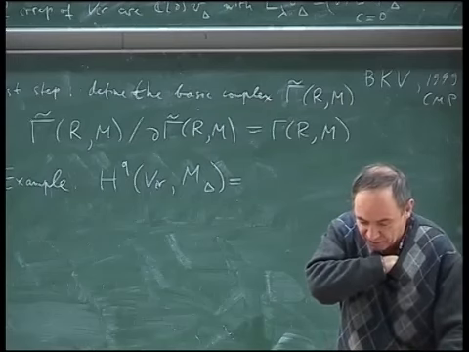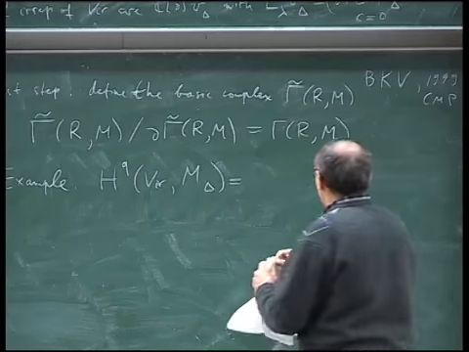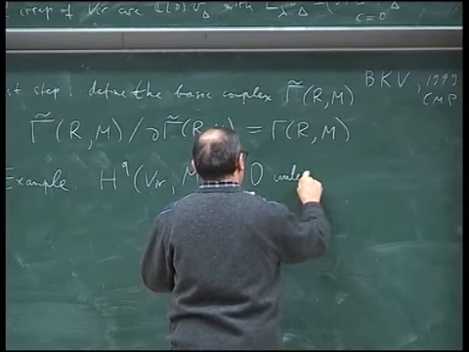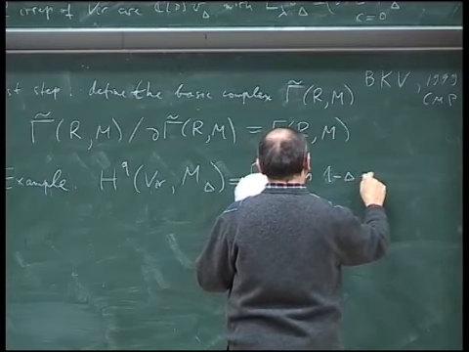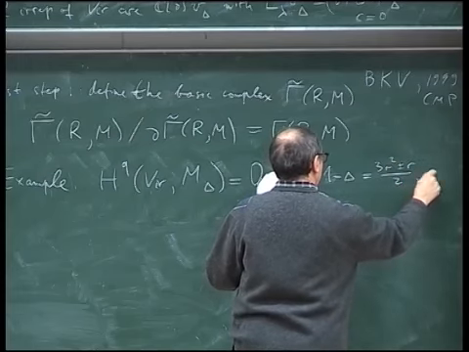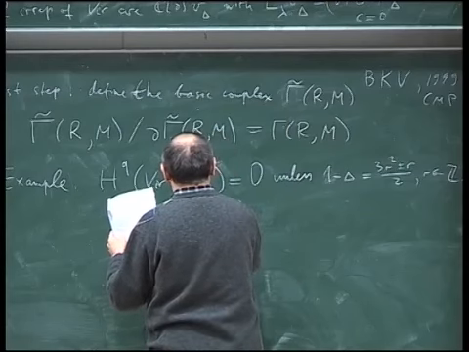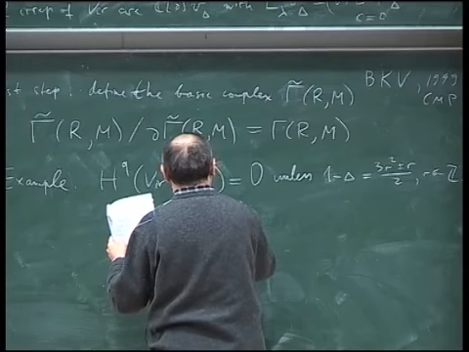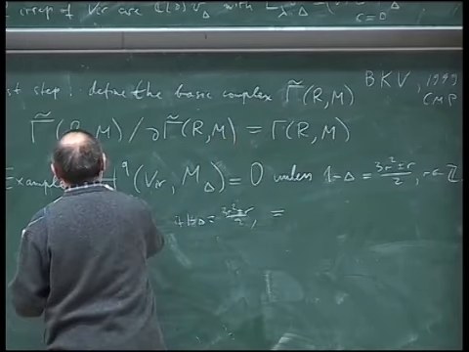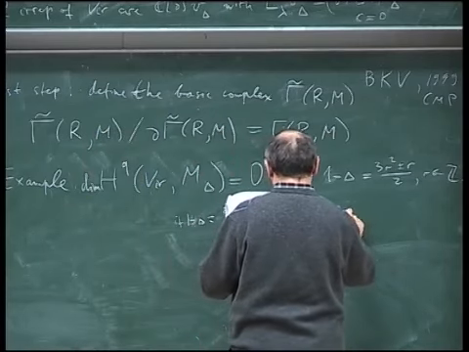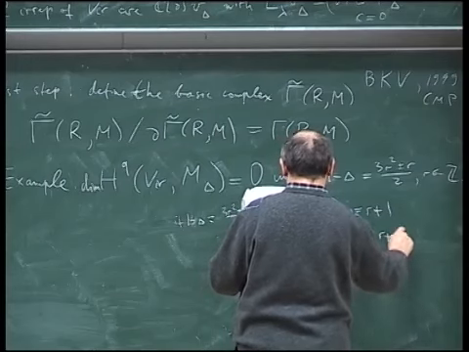It's not so easy to compute, but we did compute it completely. And the answer is this: it is 0 unless 1 minus delta is one of the pentagonal numbers. And if delta is one of these, then the dimension is 2 for q equals r plus 1, 1 for q equals r and r plus 1, and 0 for all other.